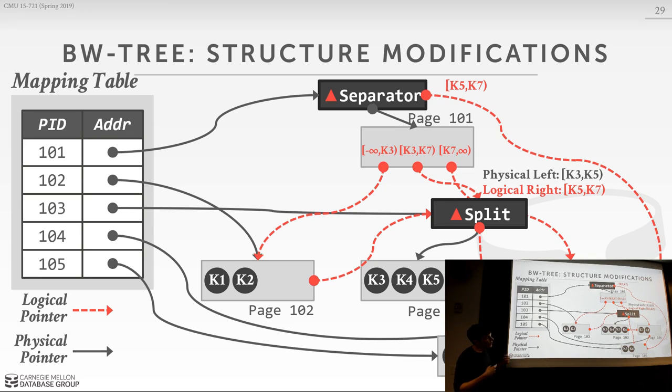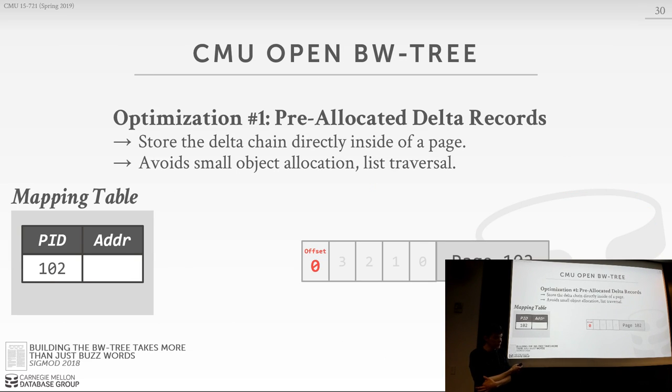OK. So I think he brought this up earlier. What are these delta records? Are they just malloced in the heap? Well, again, if you read the original BW-tree paper, they don't tell you. And you don't want to do that, because if you malloc those little delta records randomly in the heap as needed, then you're doing a bunch of small memory allocations, and that sucks. You're going to have fragmentation. You're hitting up malloc all the time, and that's bad.